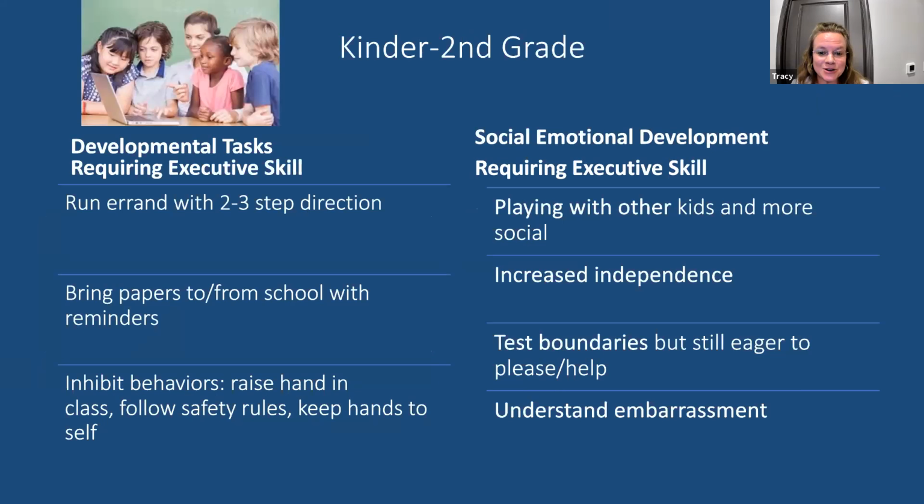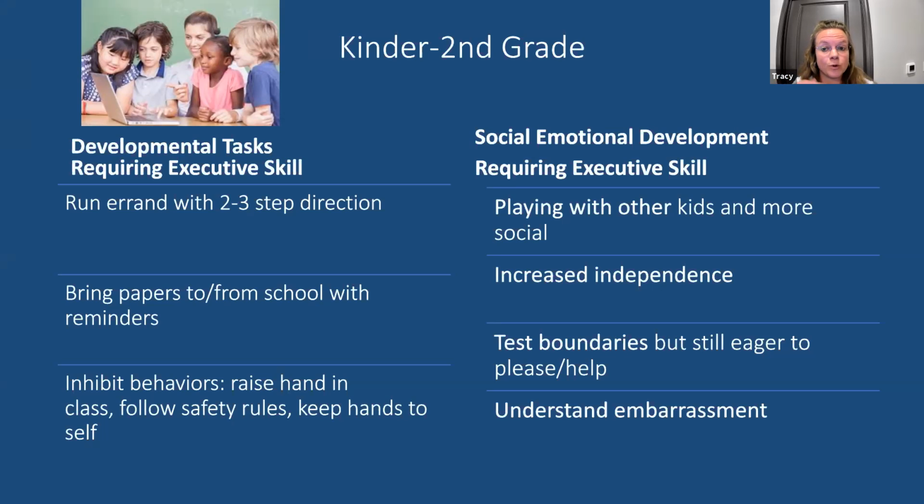Between kindergarten and second grade, some of the tasks that require executive skill are running errands with 2 to 3 step directions. At this time, they have to bring papers to and from school with reminders. Quite often we'll see those folders that are labeled to return to school or keep at home. And they'll also get some verbal reminders for that. They're also expected to be able to raise their hand in class, follow the safety rules, and keep hands to self. So it just starts to up the ante a little bit as they get a little bit older. We're working a little bit more on that working memory, that 2 to 3 step direction, and they're starting to learn how to plan a little bit.